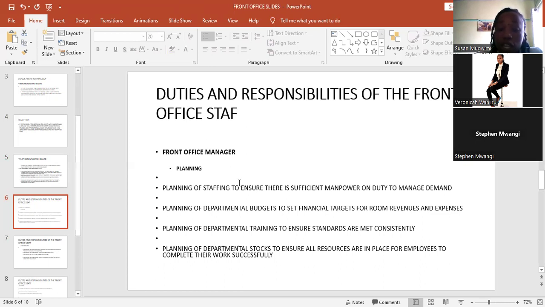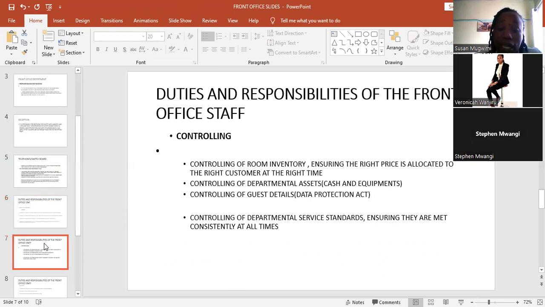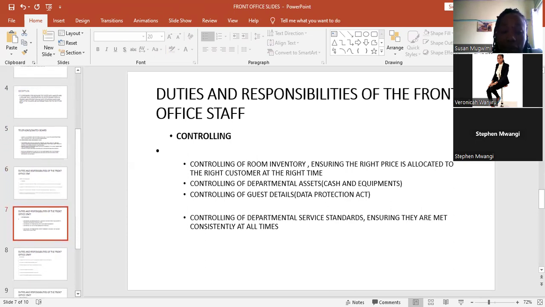So that is for the front office manager. He does not only plan, he also controls the organization. He controls the departments, all the departments that are in the front office area. We have looked at all those departments. So the manager is the one who takes care of the controlling of the departments in those areas.